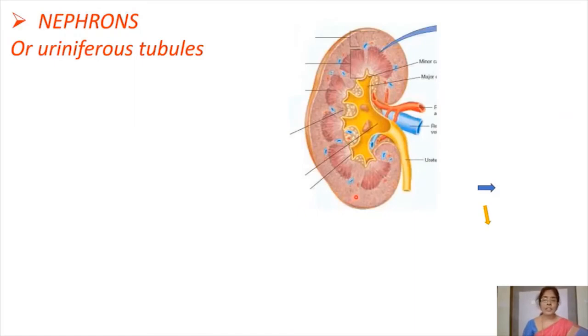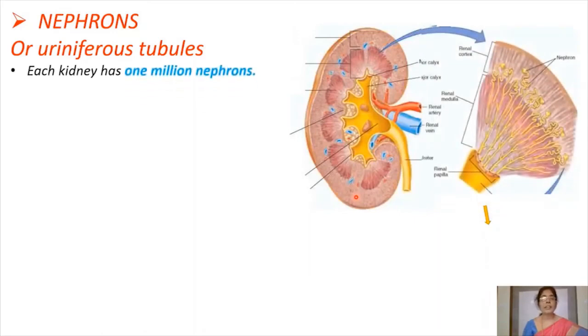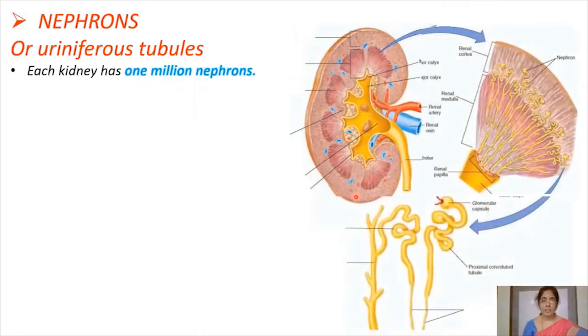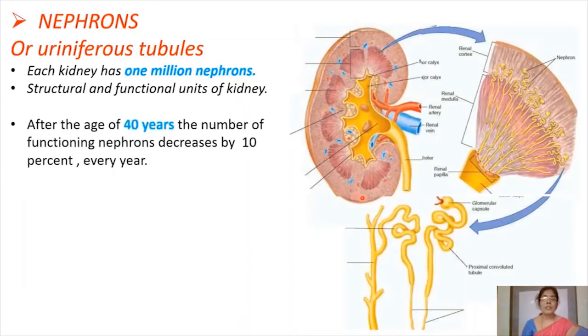Masses of tiny tubules are present in each kidney. They are known as nephrons or uriniferous tubules. Each kidney has 1 million nephrons. So totally 2 million nephrons are there in our body, in both the kidneys. Mattam manlo 2 million nephrons untai. So these nephrons are the structural and functional units of the kidney.